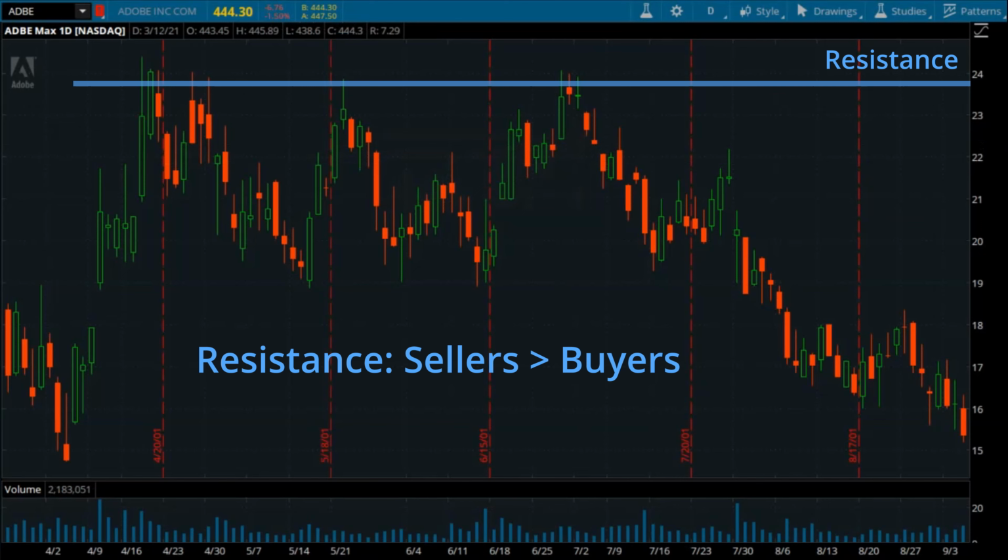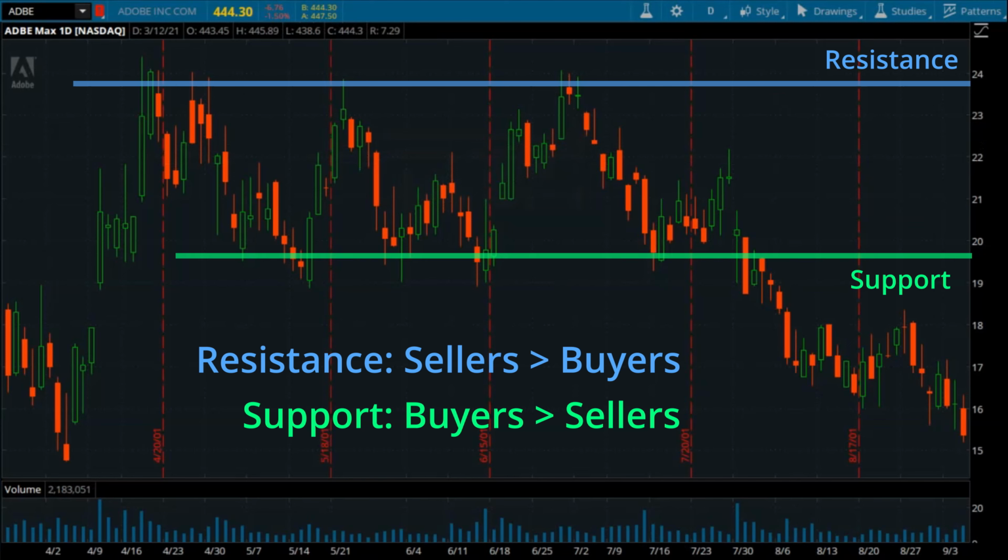For the support level, it is the direct opposite, where the stock finds it difficult to move lower beyond this price level because there are more buyers than sellers at the price level, and that is supporting the price, preventing the stock from going any lower. And hence, this is called the support level. So for the Adobe chart, there is a very clear support level at around the $20 price.